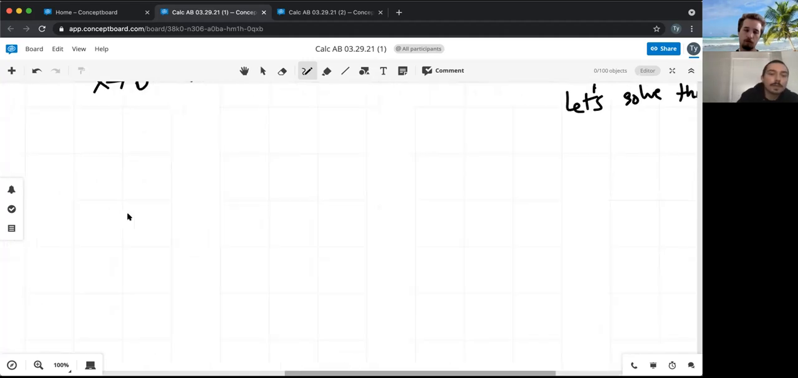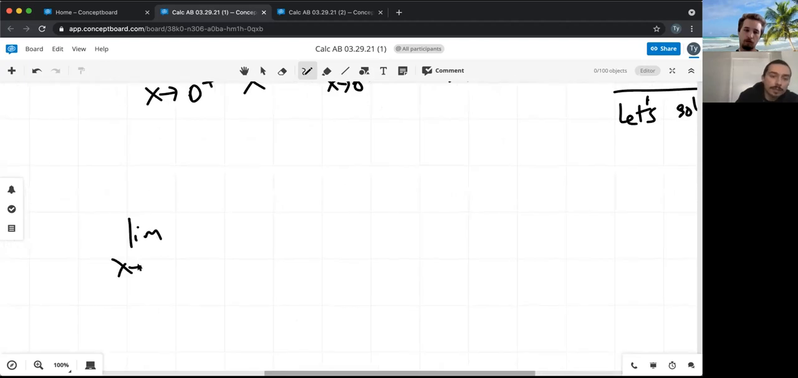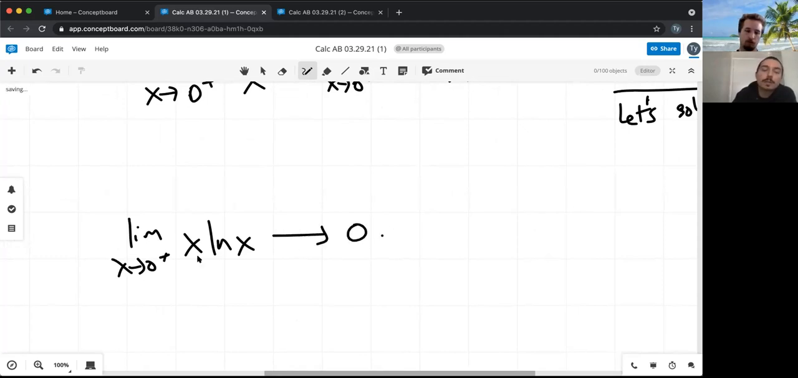And let's just focus on that exponent. So the limit as x approaches 0 from the right of x natural log x. When we plug in 0, we get 0 times, from the right, natural log of x approaching 0 goes to negative infinity. This is an indeterminate form, but it's not 0 over 0 or infinity over infinity.